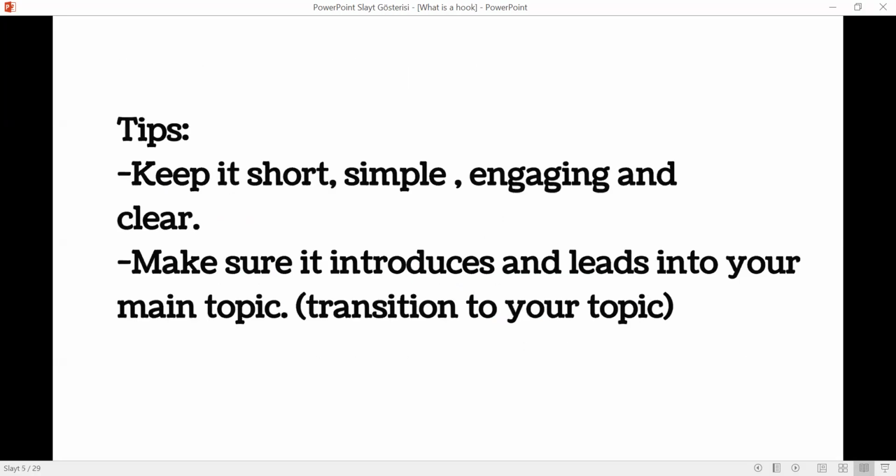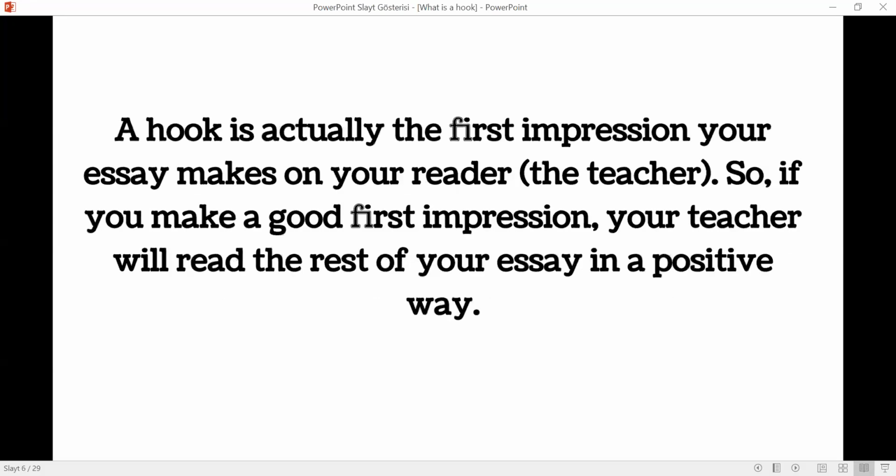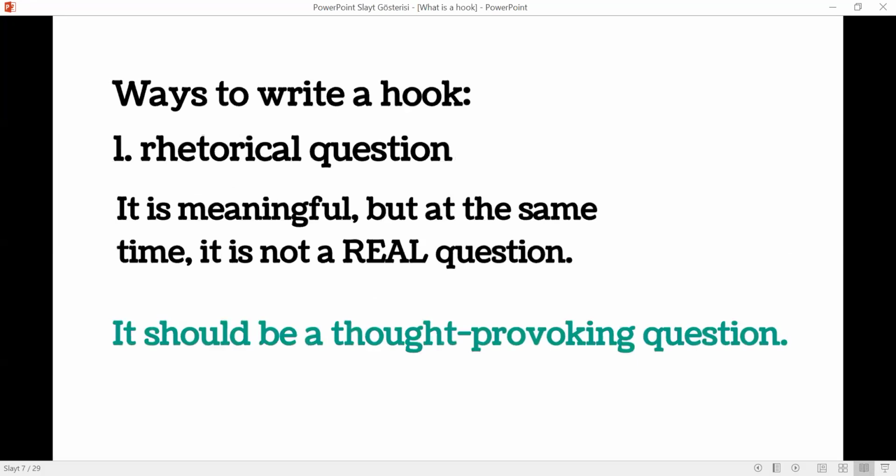Some tips to keep in mind when writing a hook. Keep it short, simple, engaging, and clear. Make sure it introduces and leads into your main topic, meaning transition to your topic. A hook is actually the first impression your essay makes on your reader. Here, we mean the teacher. So if you make a good first impression, your teacher will read the rest of your essay in a positive way. In this video, I will show you 5 ways to write a hook.